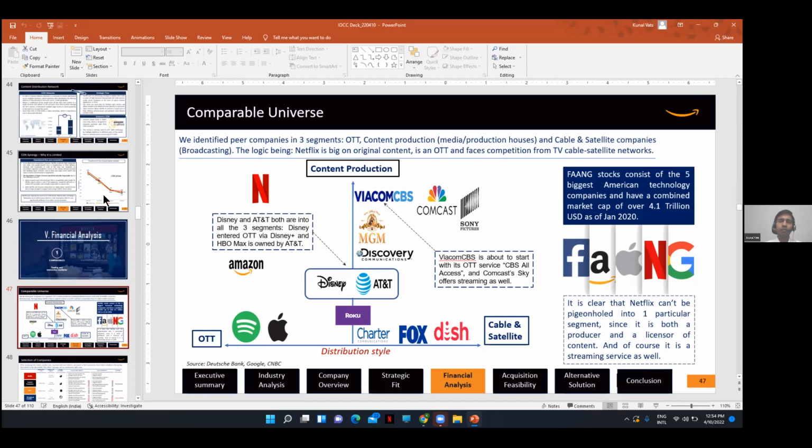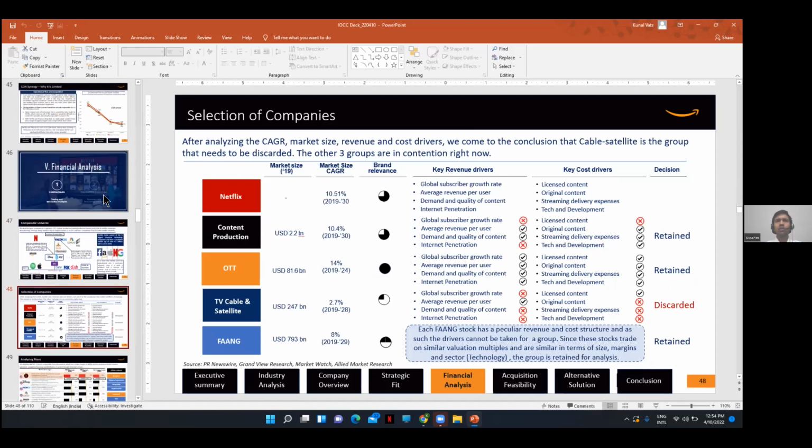On the right, we have a category of FANG stocks, and I'm sure you would be aware of what FANG stocks are. Now, understanding these different segments and how relevant they are to the comparables universe was based on these revenue drivers and cost drivers. And we finally selected a couple of buckets. We retained content production companies as relevant, OTT companies, and we also retained the FANG stocks because something like a Netflix does require comparison with its peers in the FANG stock because these are technology stocks and these are the biggest technology stocks in the world. So we've just retained that as another bucket for comparables.